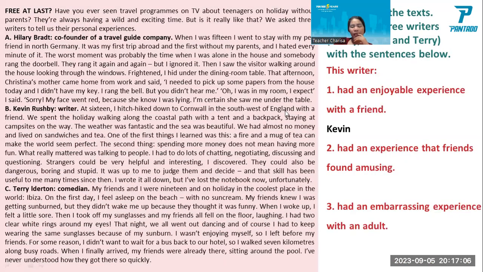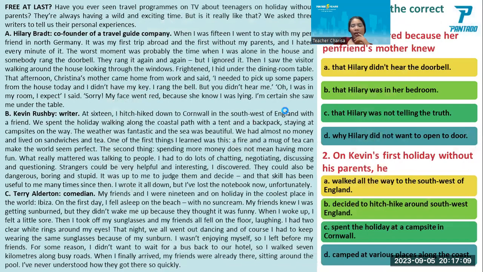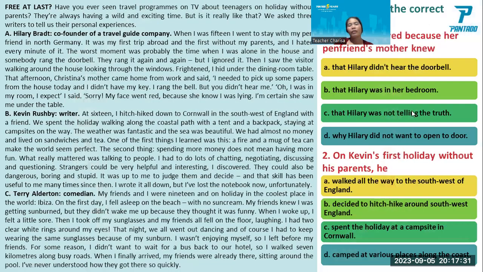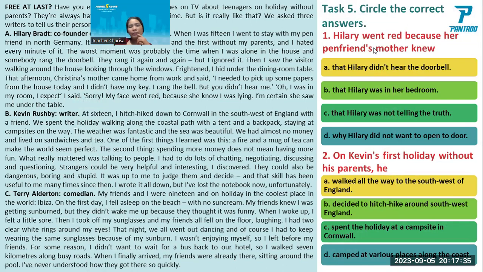So here, again, reading strategy. Do not assume that because a multiple choice option contains words from the text, it is correct. Focus on meaning, not on individual words. Treat each option as a true or false task in order to find the option that is true. So here, let's move on. Hilary went red because her pen friend's mother knew. What is your answer, number one and number two?